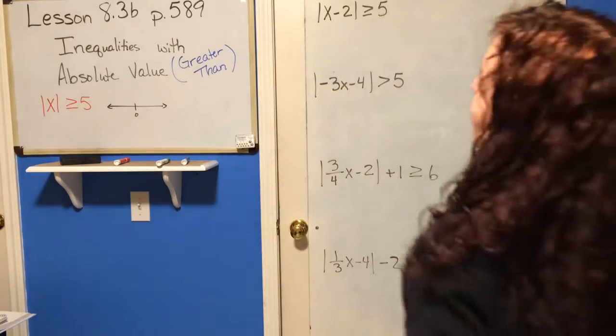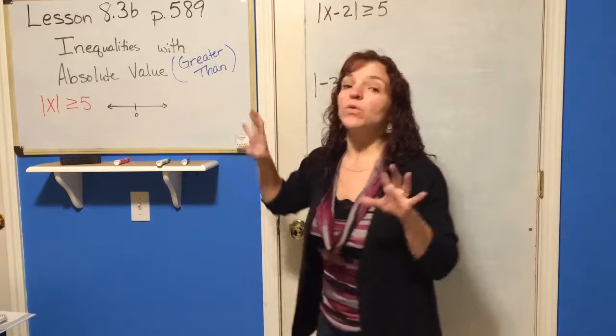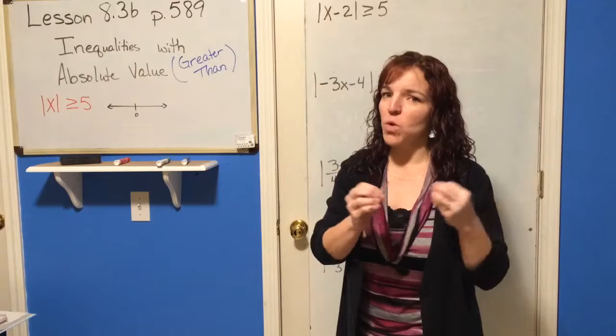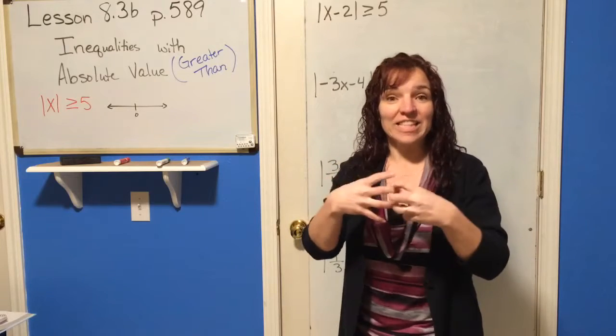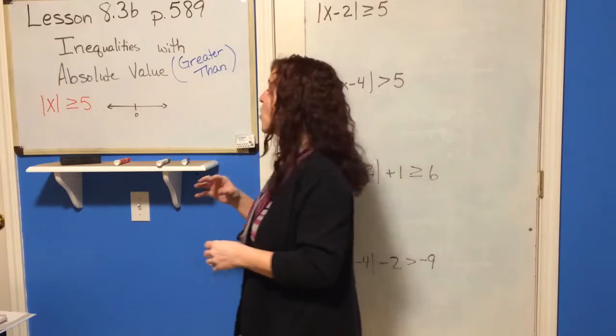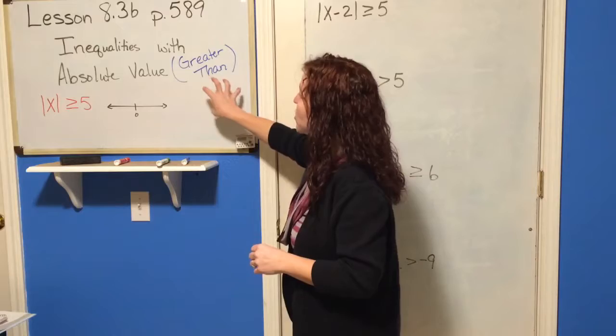Second half of section 8.3, inequalities with absolute value. Now we're only going to deal with greater than. Well, I say only, but be careful on your homework. There might be one or two that have a less than also, just to remind you. So make sure you're watching for those symbols today in your homework. All right, so inequalities with absolute values that are greater than.